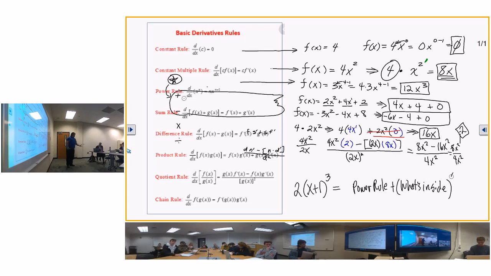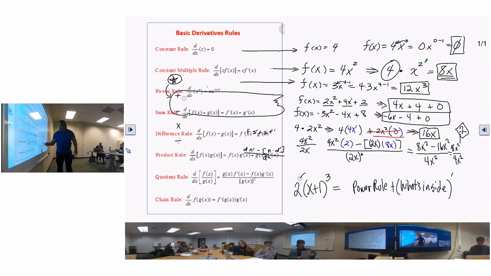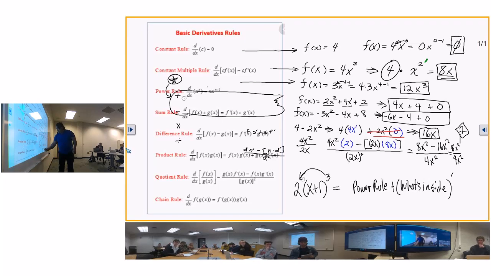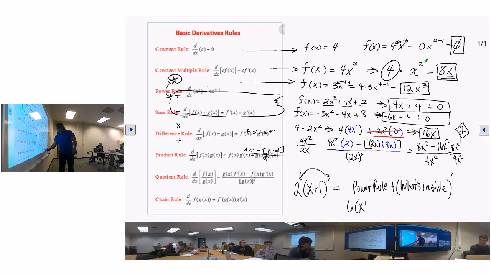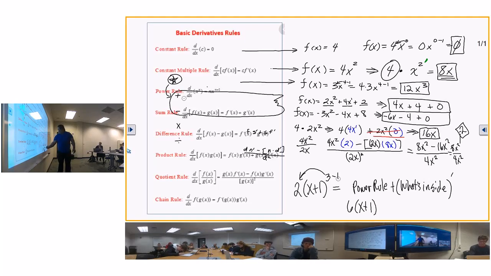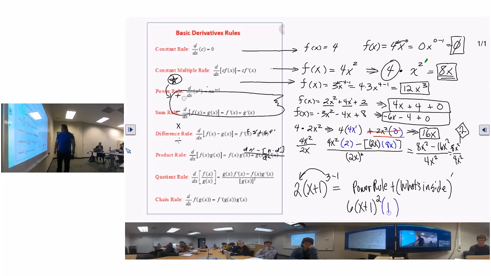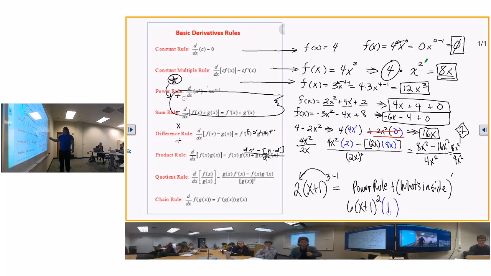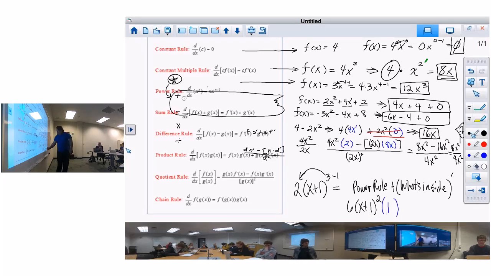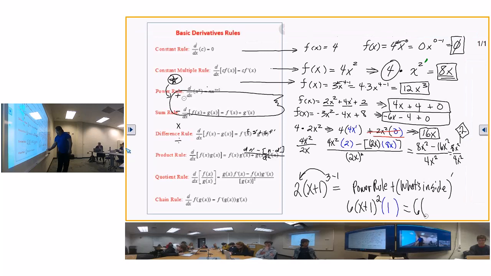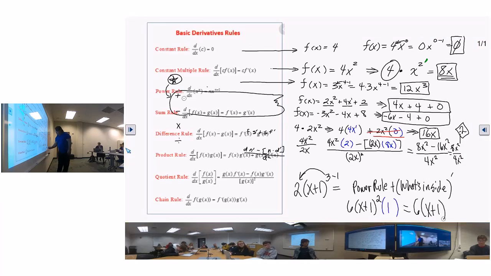So that means you got to take the derivative of what's inside. So 3 times 2 is what? 6. So that's the power rule. That's going to be 6 times (x plus 1). What's 3 minus 1? 2. And then the derivative of x plus 1 is 1. So your answer to the chain rule is 6 times (x plus 1) quantity squared.